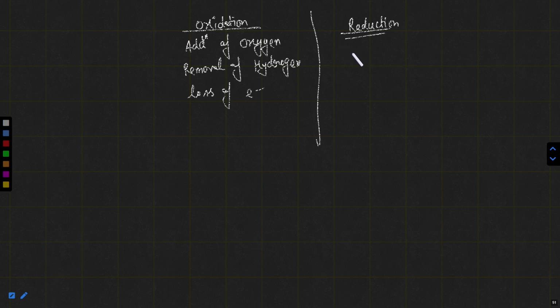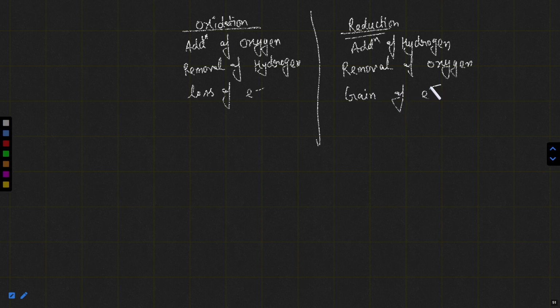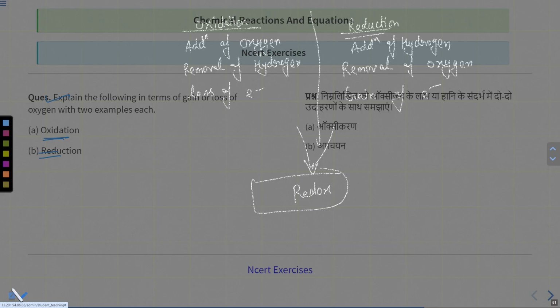Similarly, reduction is the opposite. So you can say addition of what? Hydrogen. Removal of oxygen. And gain of electrons is named as reduction. So this is about oxidation and reduction. The reactions in which oxidation and reduction are happening simultaneously are named as redox reactions. So this is about the redox.